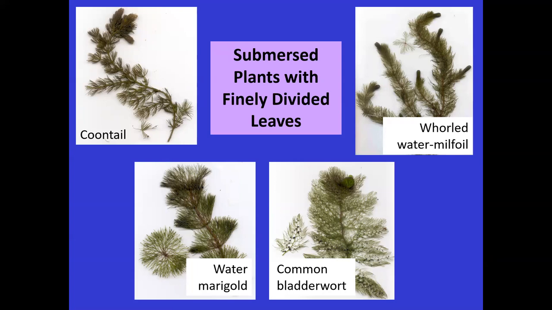And bottom left, we have water marigold, another one of my favorites, a very highly branched leaf that is just branched and branched and branched and branched, in these tiers of leaves, and looks underwater very much like a bottle brush, very fluffy looking. And then finally, we have the common bladderwort, which is one of the favorites of lots of you. And I'll be talking a little bit more about those later.